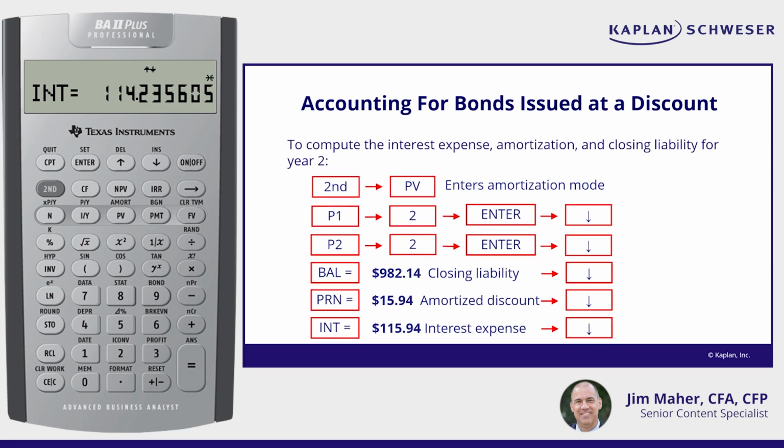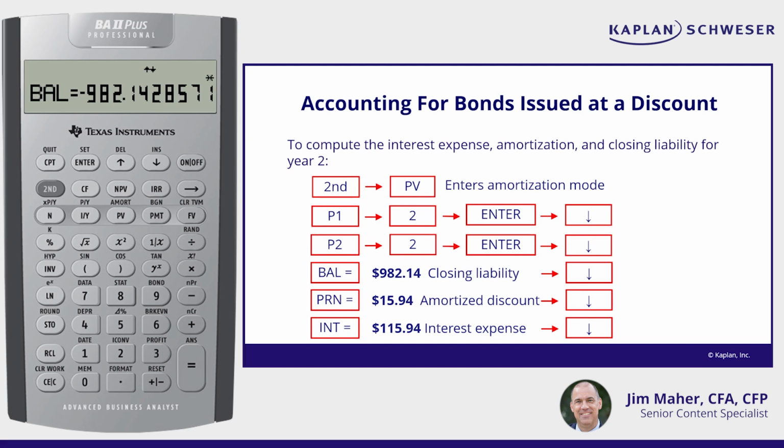So here's what we're going to do next. We're now going to look at calculating this in year 2 for you. So now we're going to just simply go second, and we're going to go present value once again. And now we're going to enter 2, right? So 2, enter, down arrow, 2, enter, down arrow. What's our closing liability as we're getting closer to our maturity value of 1,000, right?